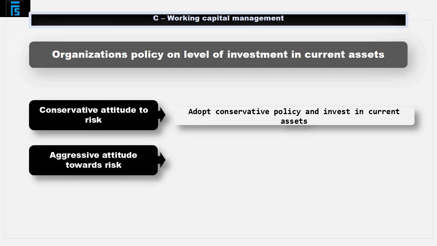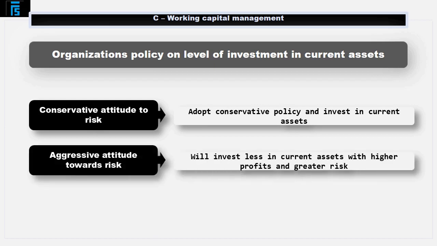A more aggressive organisation will not invest as much in current assets and will be more profitable as a result. This is riskier, as they can run out of inventory and lose customers, or worse, run out of cash and get into a position of overtrading.